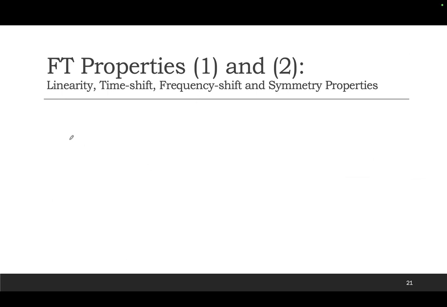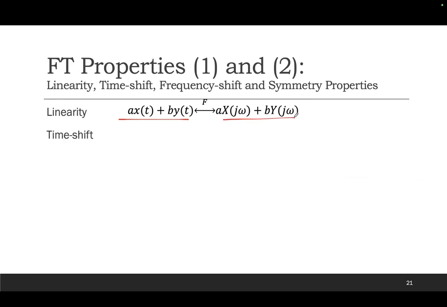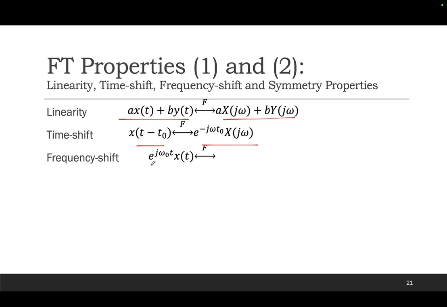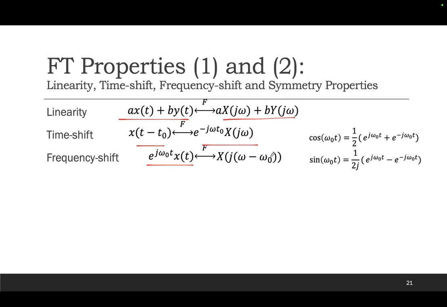Then we talk about some FT properties. Actually, the FT properties are very similar to the FS properties. Linearity: if you have a new signal like this, the new FT should be like this. And if you have a new signal like this and the FT like this, this is just frequency shifting, and then your FT is just like this. This is the frequency shift property.